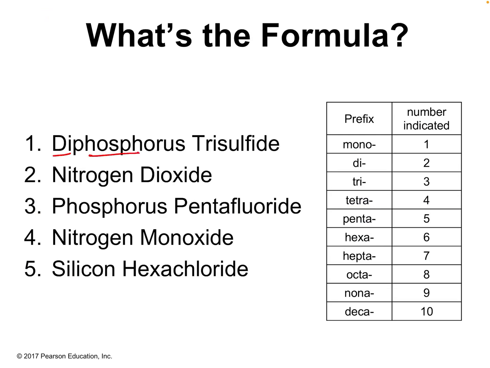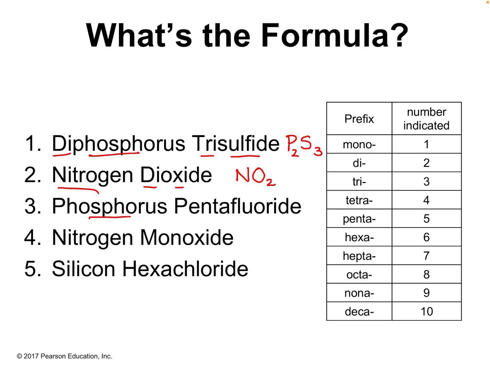So diphosphorus tells us that there are 2 phosphorus. And trisulfide tells us that there are 3 sulfurs. And that's it. So you're just going to use the prefixes to tell you how many of each atom you have. So nitrogen does not have a prefix, so that means there's just 1, because remember, we're not going to use mono with that first element. And then dioxide tells us there are 2 oxygens, so O2.